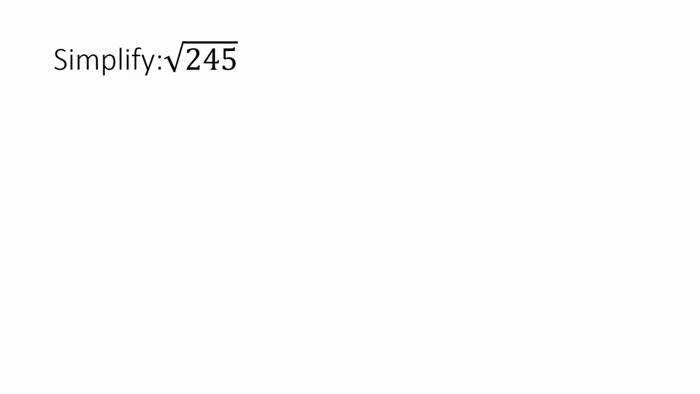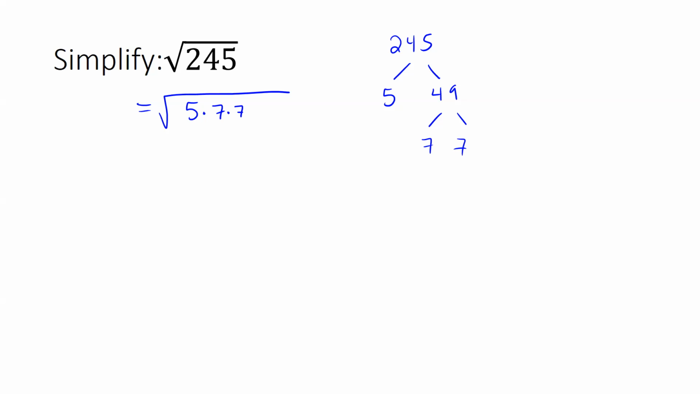To simplify the radical, you must break it up into its prime factorization. So I would suggest doing a factor tree. 5 and 49, and 49 breaks up into 7 and 7. We return to the radical, and we put the factors under the radical. 5 times 7 times 7.